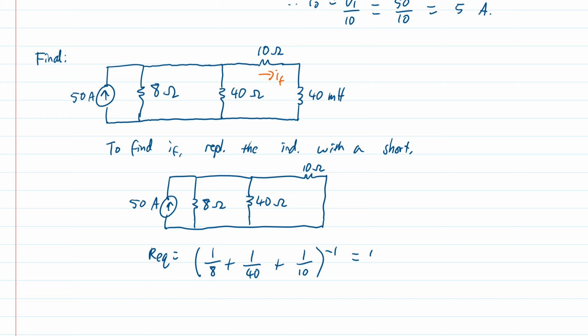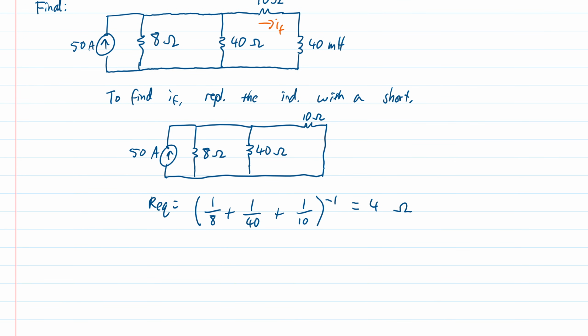And I get 4 ohms. So what the current source sees is the following. I'm doing this just to get a voltage. So I have 4 ohms, 50 amps, and I want to know what is the voltage here. So easy calculation by Ohm's law. 4 times 50 is 200 volts.